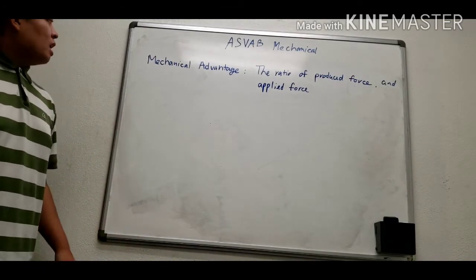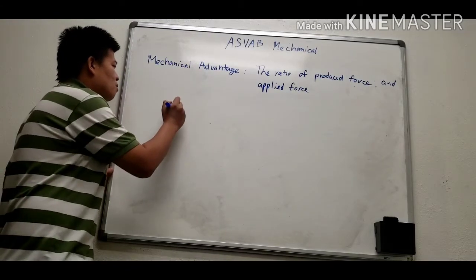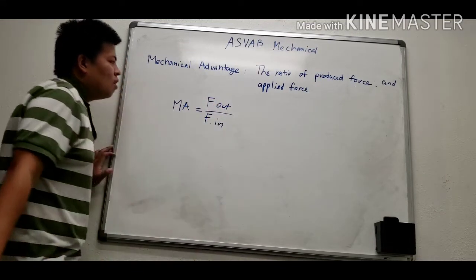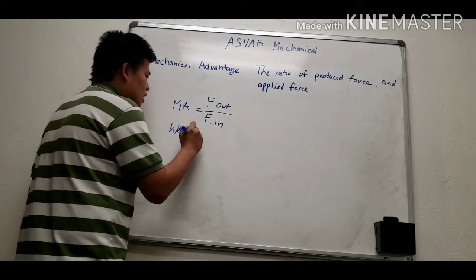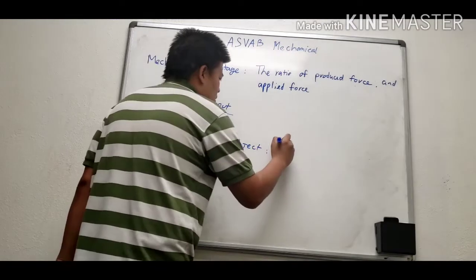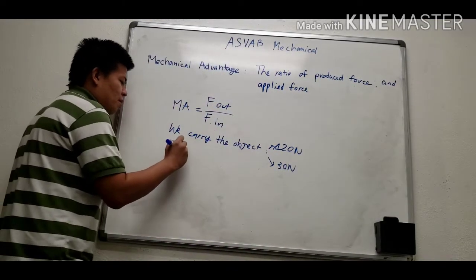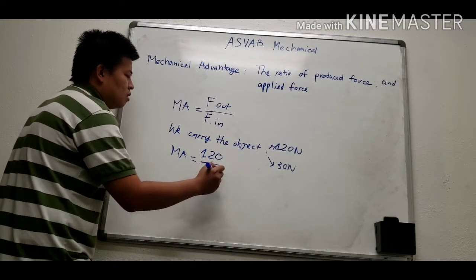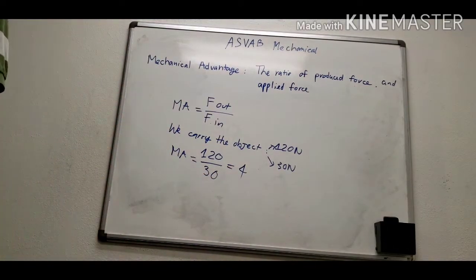Mechanical advantage will appear many times on the test, and that's the ratio of reduced force and applied force. So we have the formula MA equal to force out divided by force in. For example, we carry the object, but we need a force of 120 newton, and we apply only 30 newton to carry. So if we use the MA, we have force out 120 divided by force in 30. So mechanical advantage is 4. So that's why we use the basic formula for mechanical advantage.